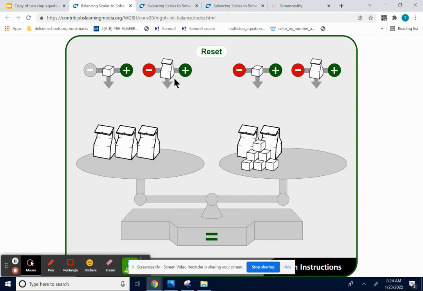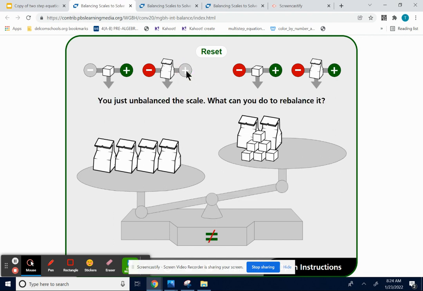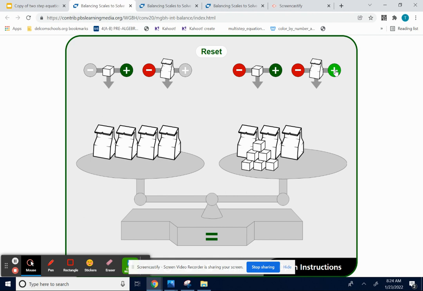I could add some x's, some bags, to each side. So on the left, I could add more x's, just clicking the plus sign. As long as I add the same to both, well, I guess I just had 1 added. So I could have added 1 x to the left and 1 x to the right, and it stays balanced.